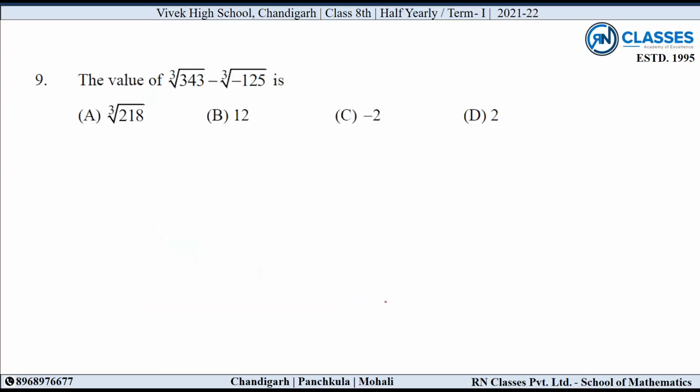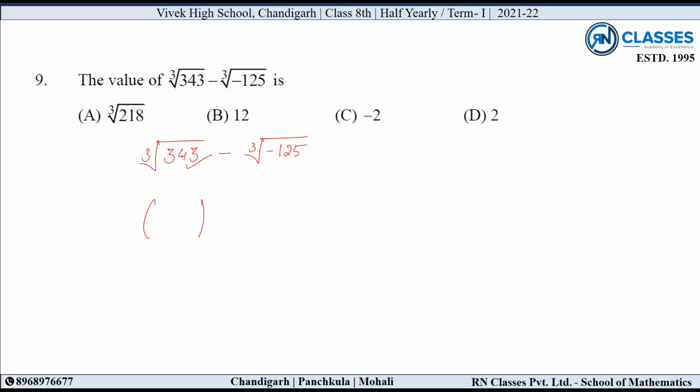Such a simple one. Question number 9. Cube root of 343 minus cube root of minus 125. Okay. अब cube root of 343 लेना है मुझे. Minus cube root of a negative number 125. अब मुझे यहां पे एक ऐसा नंबर लिखना है जिसका अगर मैं क्यूब करूं तो 343 बन जाए.